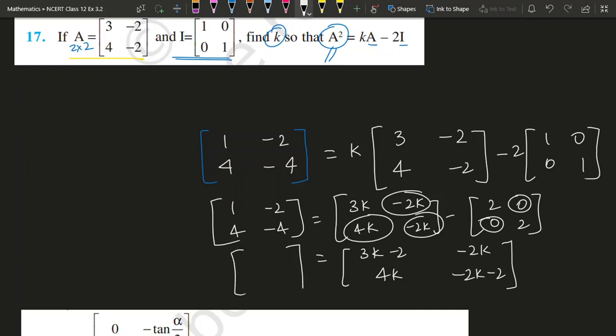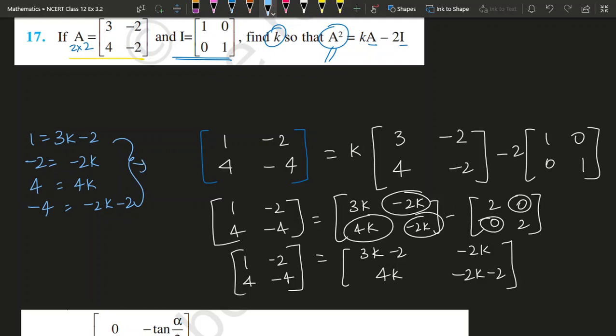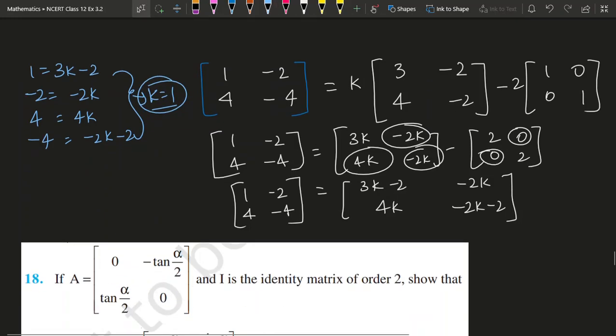And that has to be equal to 1, negative 2, 4, negative 4. And note that you have 4 equations. You can form 4 equations right here. So 1 equals 3k minus 2, negative 2 equals negative 2k, 4 equals 4k, and negative 4 equals negative 2k minus 2. And you can solve any one of them and you would arrive at k equals 1. So that was a nice problem.